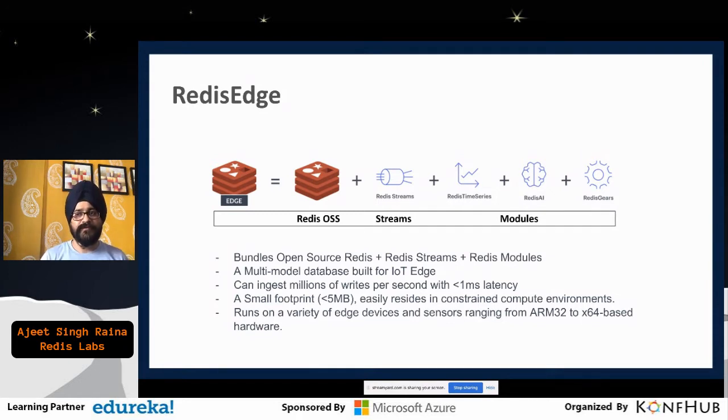In one of the demos which I'm going to show you, with just one Docker Compose file, I can build the complete solution with all those different components running as microservices. And again, look at the footprint: it is less than 5 MB, so it can easily reside in any constrained compute environment. It can run on ARM-based platforms also.